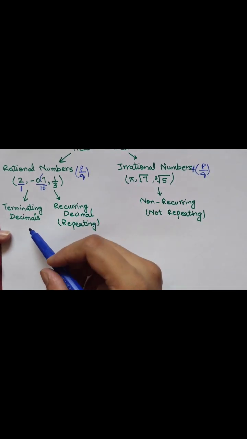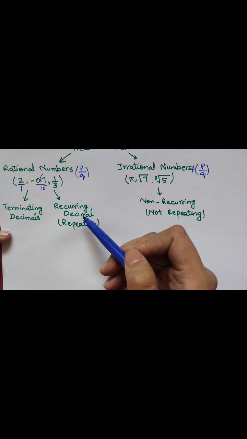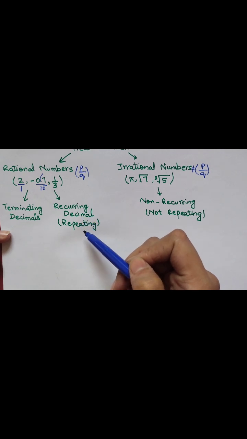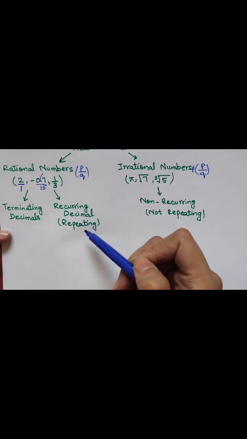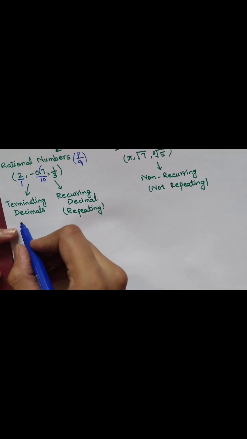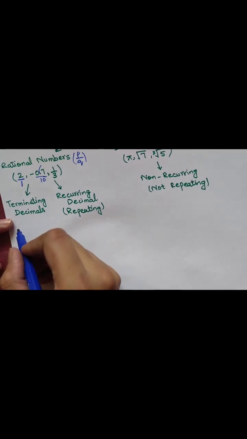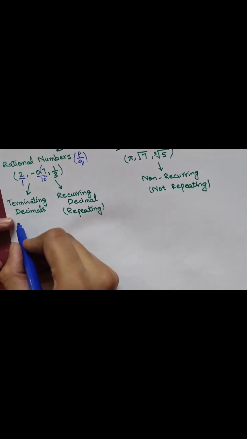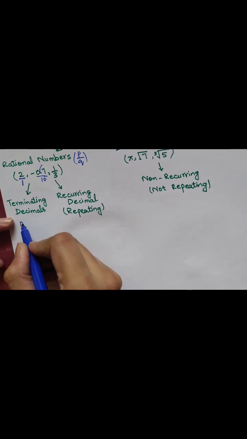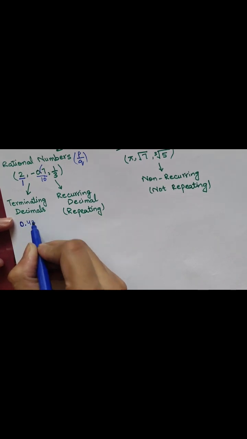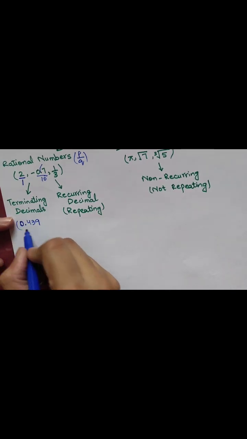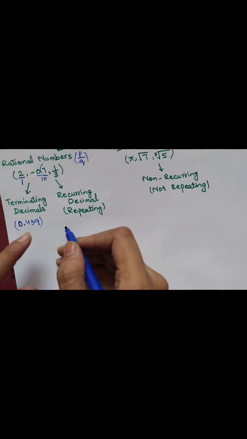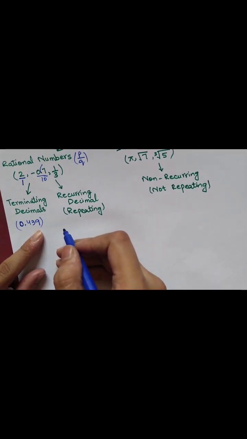Rational numbers are further divided into terminating decimals and recurring decimals or repeating. You can also say recurring decimals means repeating. Okay, first of all, come to terminating decimals. What are terminating decimals? Terminating decimals are those which can terminate or stop after some points. For example, after the decimal point we write 0.439. This is your example of terminating decimal because it terminates after some digits.